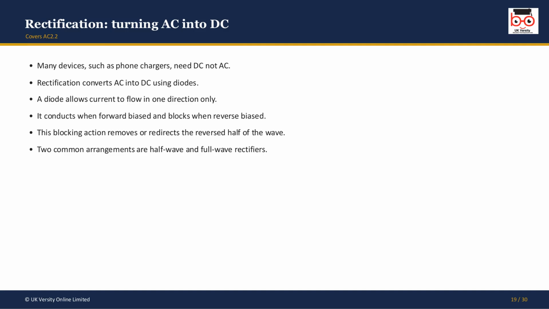Plenty of devices, your phone charger among them, need DC rather than AC, and the process of converting one to the other is called rectification. It relies on diodes, which allow current to flow in only one direction, conducting when forward biased and blocking when reverse biased. That blocking action is what lets us remove or redirect the reversed half of the wave, and there are two common arrangements: half-wave and full-wave rectifiers.